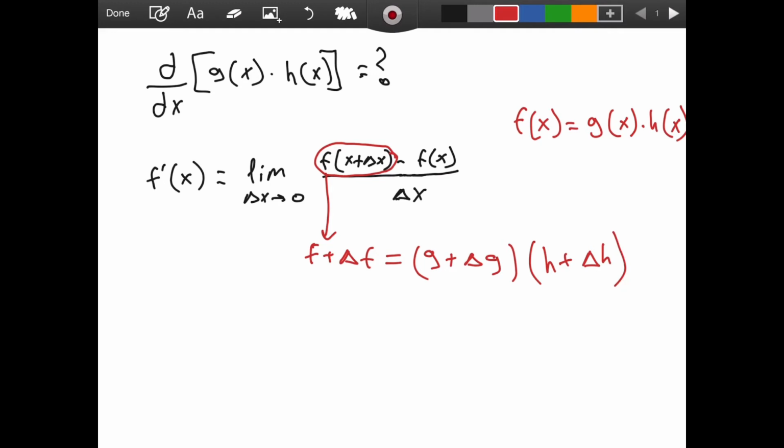Now, we got that out of the way, and what is this part? What is f of x? Well, it is simply the initial value of your function f evaluated at x. You didn't move delta x in any direction right now. You are just at the point that you are, and you are evaluating your function there.